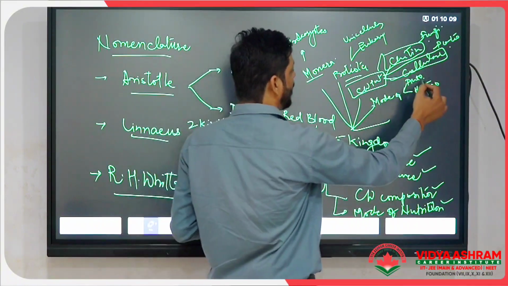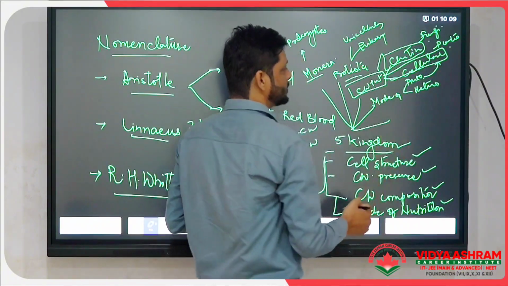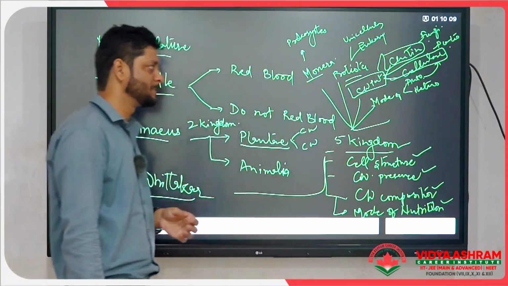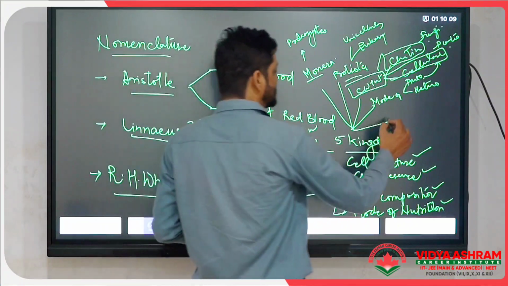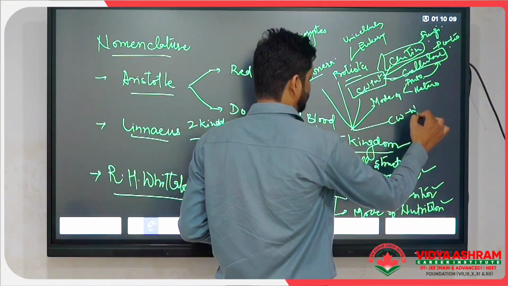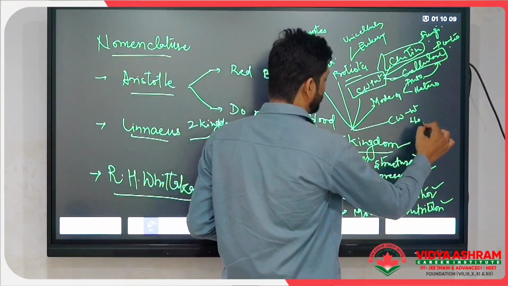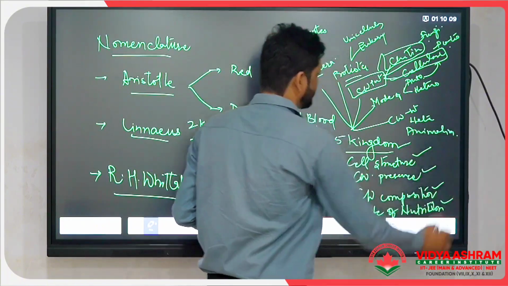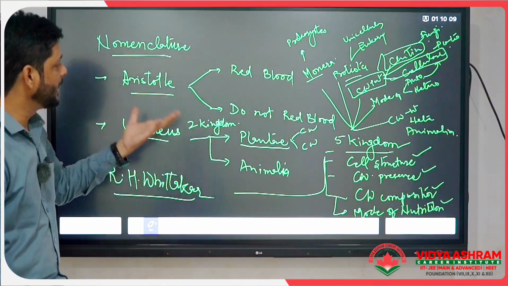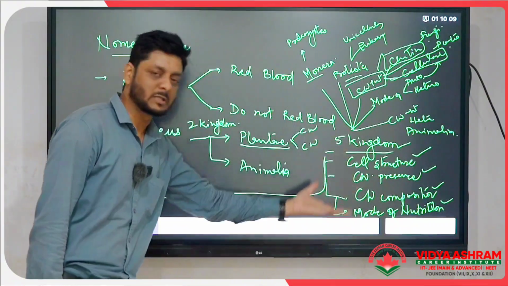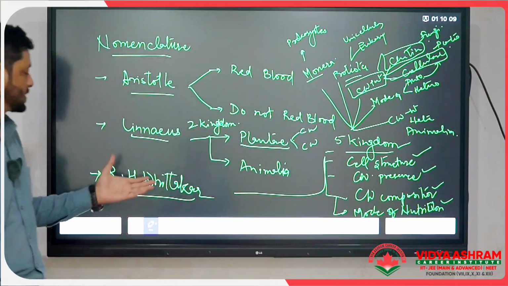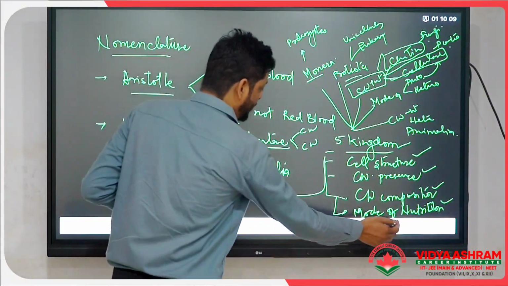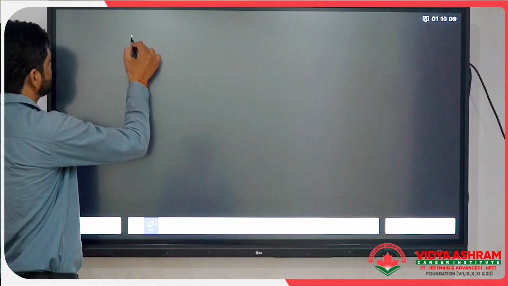Autotrophs are those which have the cell wall made up of cellulose. And the last group is where the cell wall is absent, and the mode of nutrition is heterotrophic, and it is called the kingdom Animalia. So it is a very good classification system, the most accepted type of classification, which is done by R.H. Whittaker.